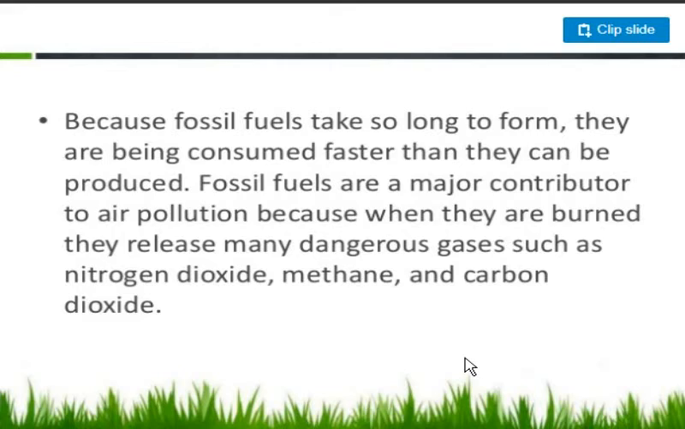Because fossil fuels take so long to form, they are being consumed faster than they can be produced. Fossil fuels are a major contributor to air pollution because when they are burned, they release many dangerous gases such as nitrogen dioxide, methane, and carbon dioxide.